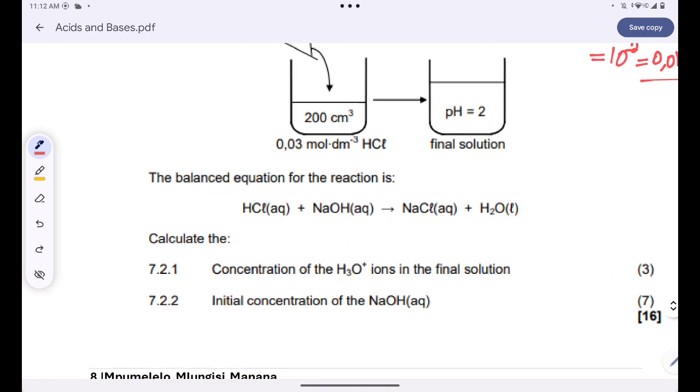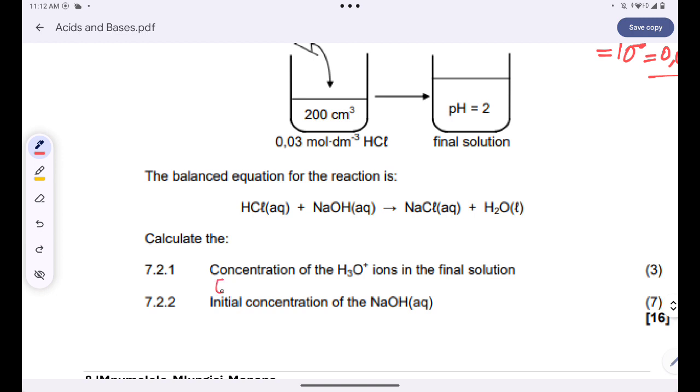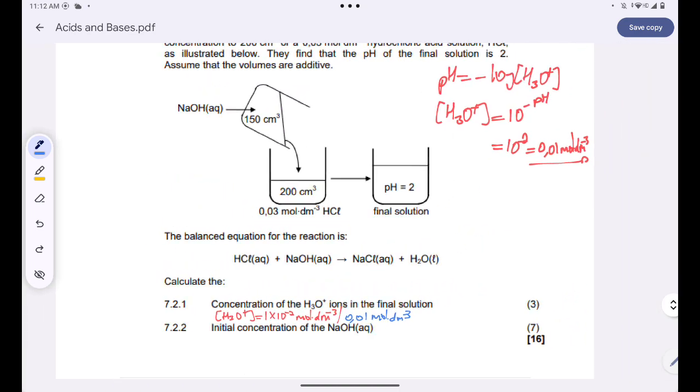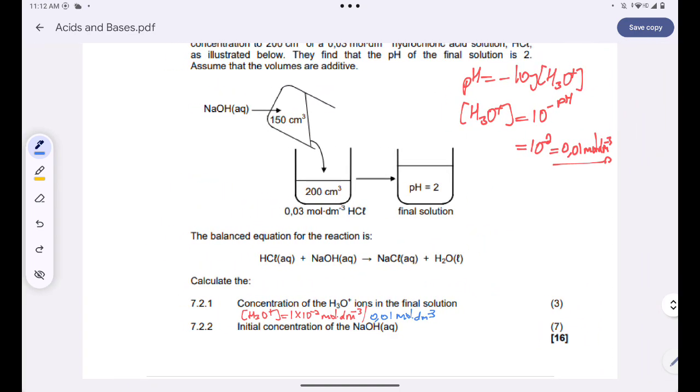So the concentration of the hydronium ions, you can either write 1 multiplied by 10 to the power negative 2 mole per cubic decimeter, or if you want to, you can simply write 0.01 moles per cubic decimeter. The power negative 2 simply tells you that there are 2 zeros before 1.